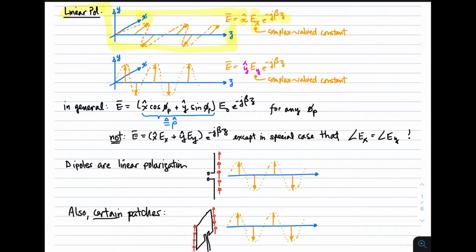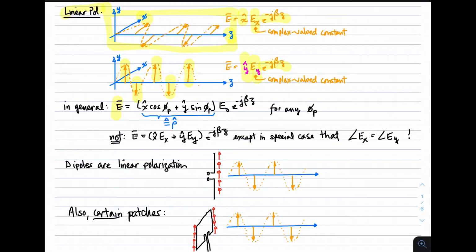Similarly, I could have a wave in which the electric field vector remains in the yz plane, as shown here, in which case the electric field would be y hat times some complex valued constant times e to the minus j beta z. Note, in both of these cases, the electric field vector remains in the plane. Its direction can change only by a sign, and we refer to this as linear polarization. Now, we can generalize this a little bit. We could say the electric field intensity is in some other plane, maybe not xz or yz, but perhaps any of those planes in between.